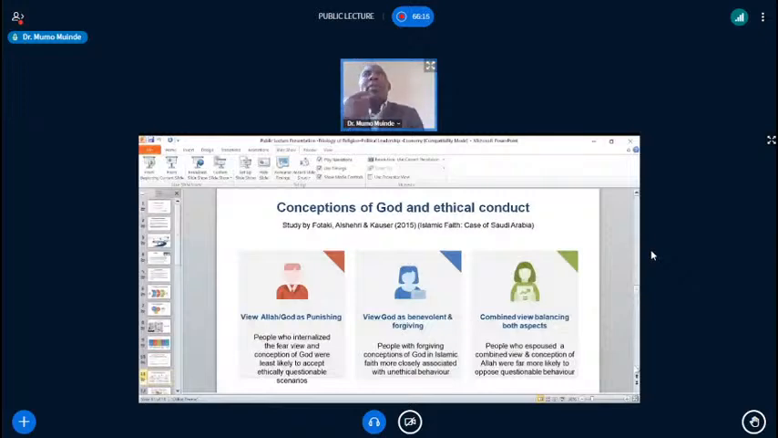issues of corruption. And where people see God as both punishing but also benevolent, they were likely going to see unethical practice in a negative perspective. So this probably helps us to put into context what we're talking about. Probably we are saying when people feel God as a forgiving God, then they're willing to commit probably corruption and then they go and seek forgiveness. And we've seen it in our public life.